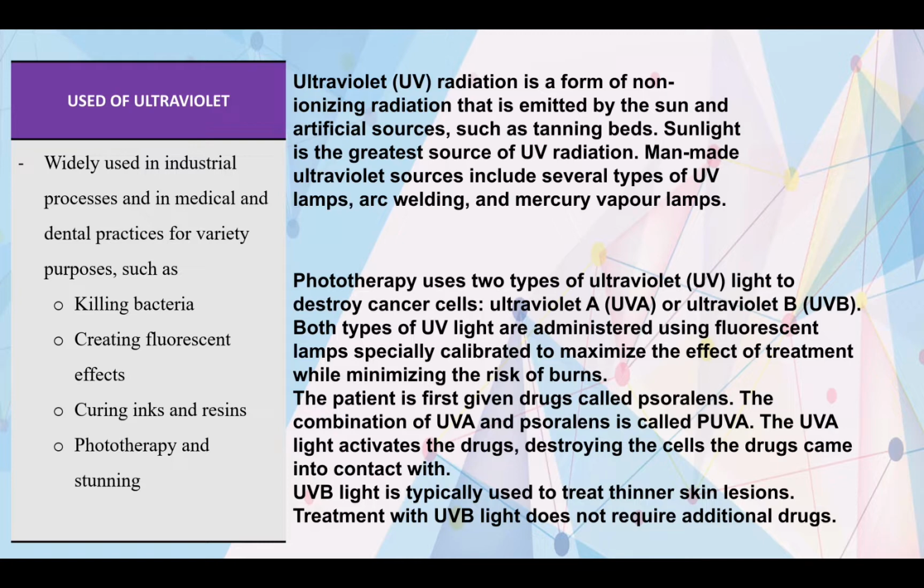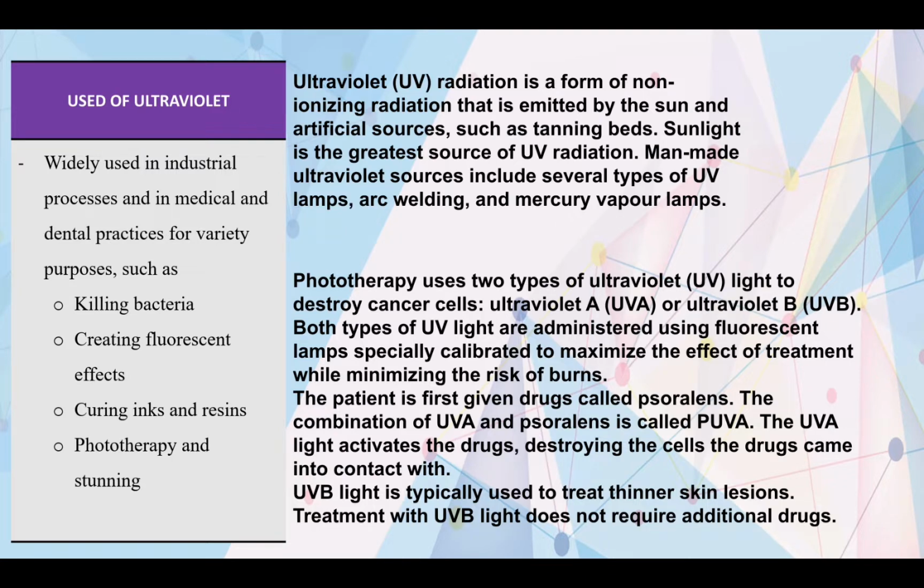Ultraviolet, or UV, radiation is a form of non-ionizing radiation that is emitted by the sun and artificial sources, such as tanning beds. Sunlight is the greatest source of UV radiation. Man-made ultraviolet sources include several types of UV lamps, arc welding, and mercury vapor lamps. Ultraviolet is widely used in industrial processes and in medical and dental practice for a variety of purposes, such as killing bacteria, creating fluorescence effects, curing inks and resins, phototherapy, and stunning.